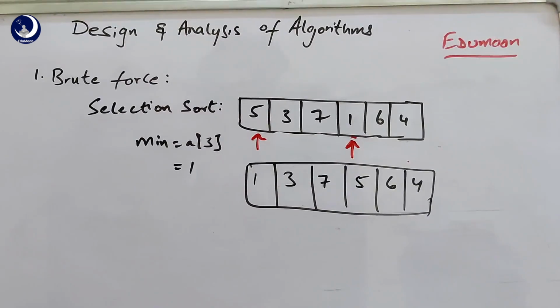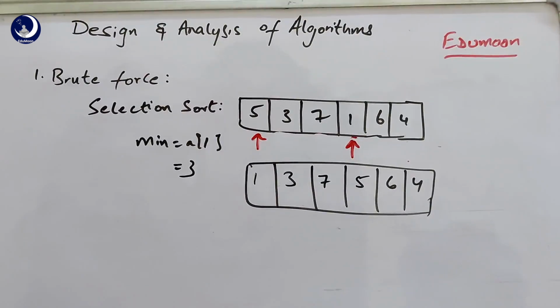Similarly, the next iteration will go with the minimum element comparing the second one with the remaining rest of them. That is, now we take minimum equal to A of 1, which is equal to 3, and compare with the next elements to find the next least element, and so on. It works for the other n times, and finally the array is sorted. This is how the selection sort works.